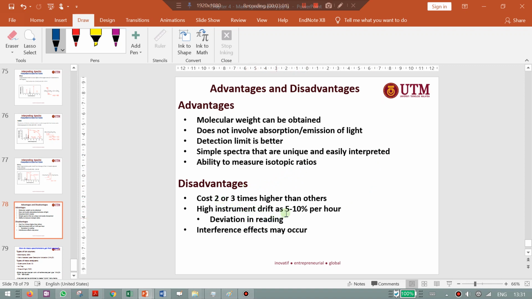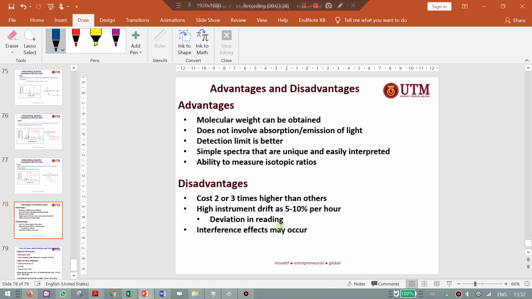High instrument drift, 5 to 10% per hour deviation in reading. I'm not really sure about this. Let me think a little while. Okay, for the time being, I'm not really sure about the instrument drift, deviation in reading. As long as we perform reproducibility and repeatability and we get about 90%, I don't think it should be a problem. Maybe the old instrument have this kind of problem. Interference effect may occur.